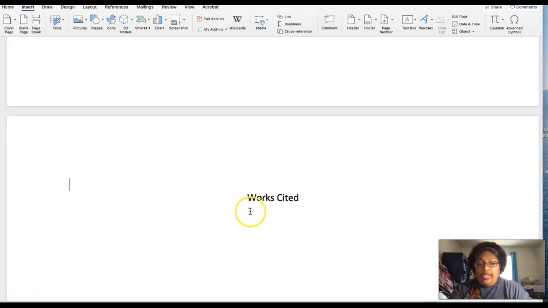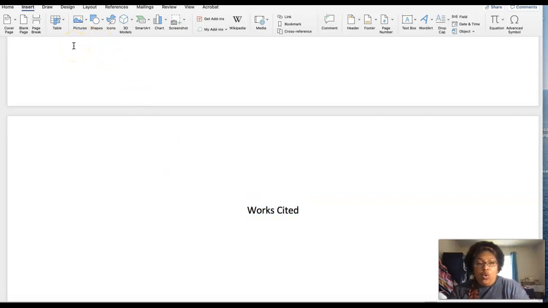Works cited is right there, and that's where you begin works cited. And it's the same font, the same size as the rest of the paper. It is not underlined. It is not bolded. The only formatting thing you need to do is center it and capitalize it. And you're just capitalizing the W and the C. That's all you're doing. And then you're starting your works cited page.